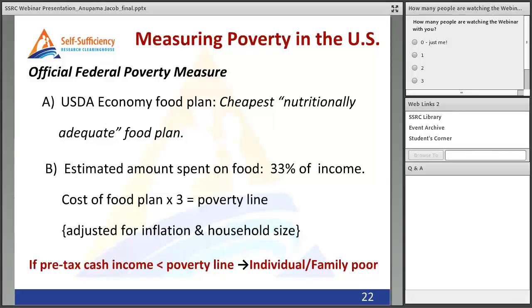So the federal poverty measure, as you all know, was developed by Mollie Orshansky in the 60s as part of President Johnson's war on poverty. And having determined that the average family spent about a third of their budget on food, she derived poverty thresholds from the cost of a minimum food diet multiplied by 3 to account for other family expenses. And these thresholds are then compared to a family's pre-tax cash income to determine poverty status.